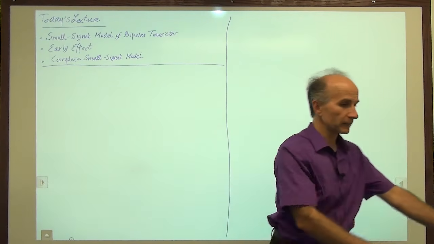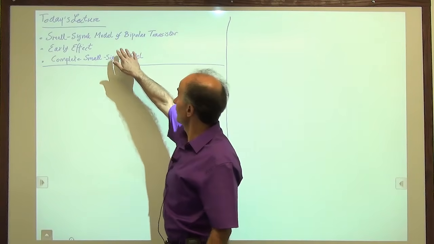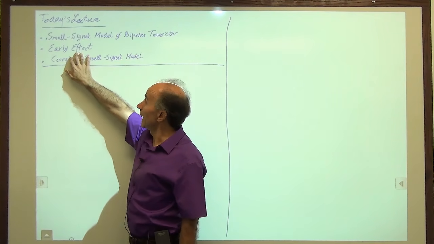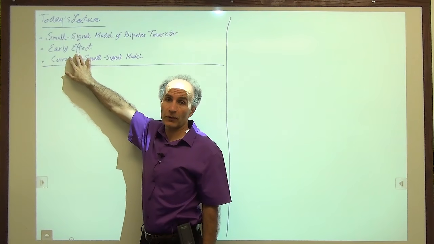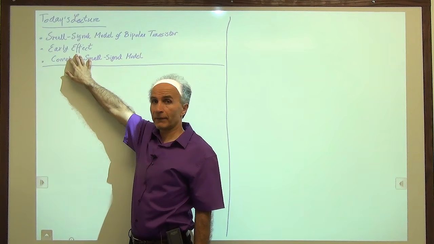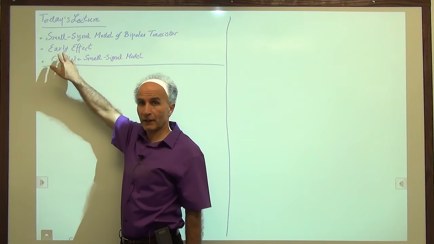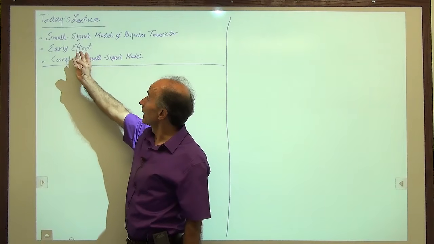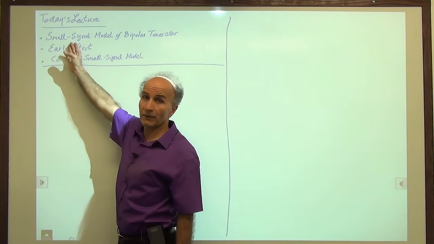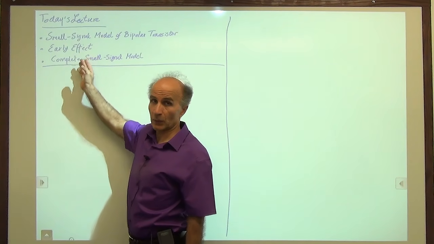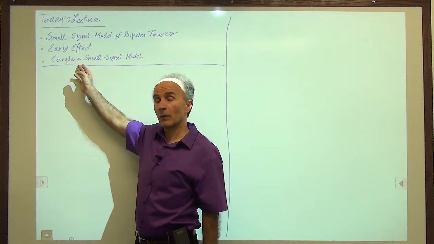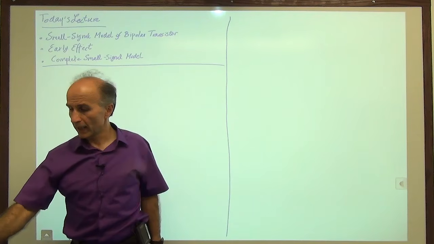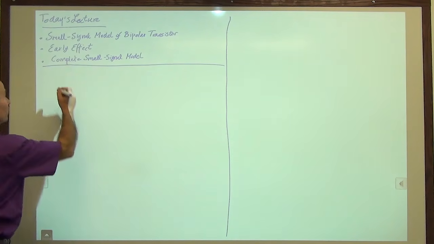All right. So today we'll talk about the small signal model of the bipolar transistor, and then we'll go over an interesting effect that happens in bipolar transistors called the Early effect. Early is the name of the person who discovered this effect. And then we will try to also reflect this phenomenon in the model. So we will arrive at a complete small signal model. All right, so let's begin with the small signal model and see how that comes about.